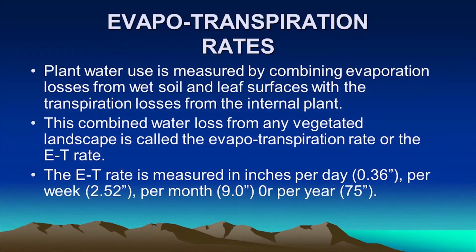ET is measured just like you would measure your swimming pool, in inches per day. So how much did your plants or your swimming pool lose today? Today it's pretty hot. I'm not sure whether we broke a record or not, but it could be 0.36 inches. I doubt it. It's been about 0.3 lately. So this much water leaves your landscape and goes up into the atmosphere.